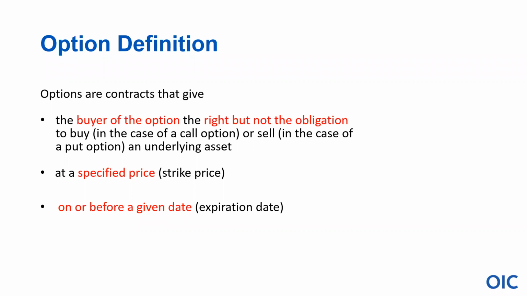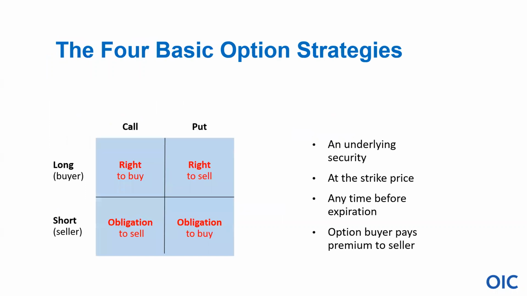The buyer is getting a right. He's buying a right but not an obligation. All right? To buy, in the case of a call option, so I'm calling something to me, or sell in the case of a put option, you know, I'm putting something away from me. Options have a specified price, that is the strike price or the exercise price. And as discussed before, options have a finite time limit, and that is the expiration date. And so that is our classic definition.